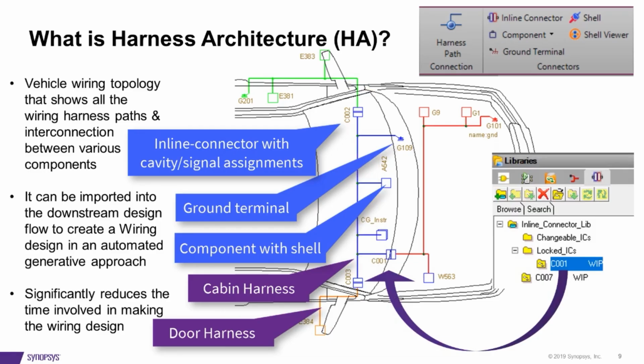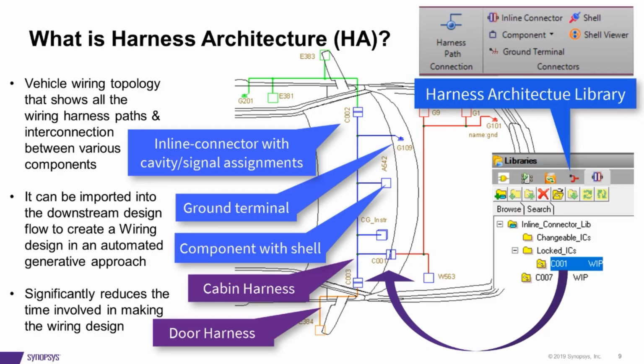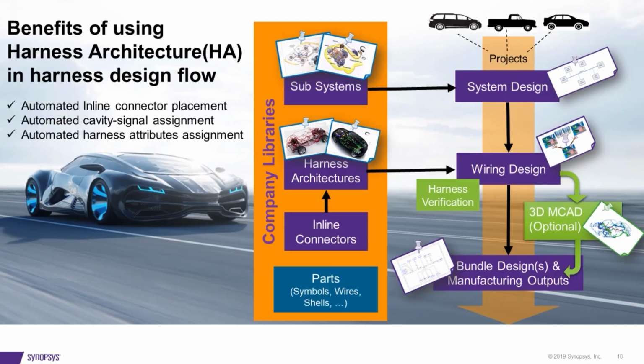You can also use inline connectors from your predefined inline connector library to interconnect various harnesses together. These harness architecture drawings are stored in a reusable harness architecture library, and then they can be imported into the downstream design flow to create a wiring design in an automated generative approach. Harness architecture import significantly reduces the time spent in making a wiring design. Let's take a quick look at the overall wiring design flow in SaberES Designer and see how harness architecture helps to accelerate the wiring design.